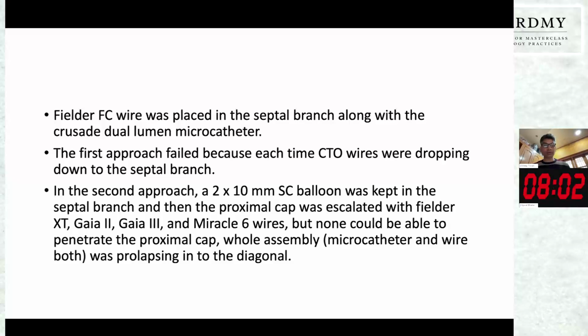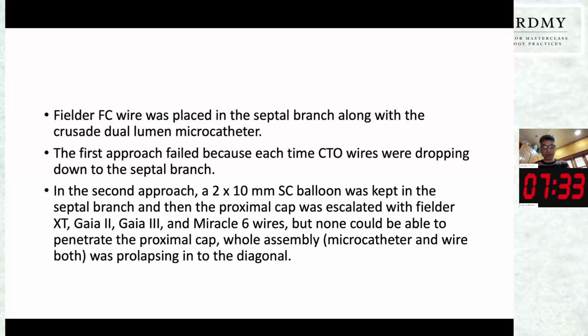In the first approach, we put a Fielder FC wire into the septal branch, and then proceeded with the help of the Crusade dual lumen microcatheter, and directly escalated the proximal cap. But every time the wire was prolapsing down into the septal branch, so it failed actually. So we just proceeded to the second approach.